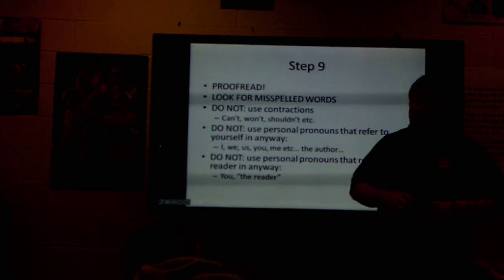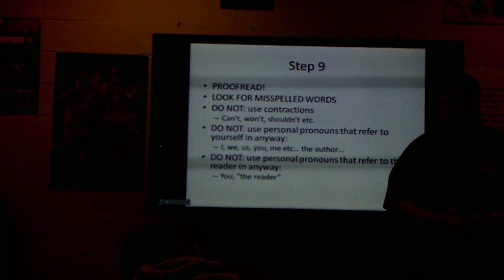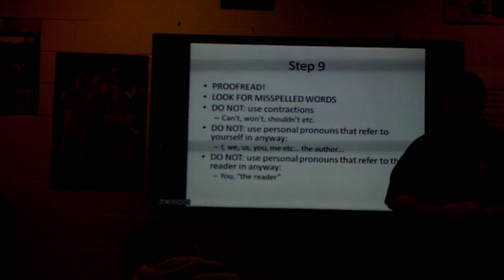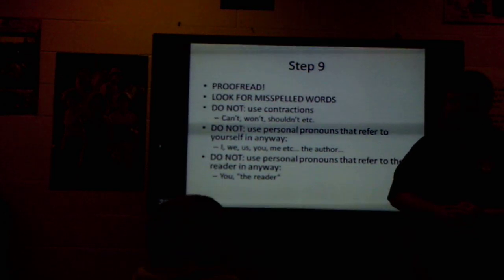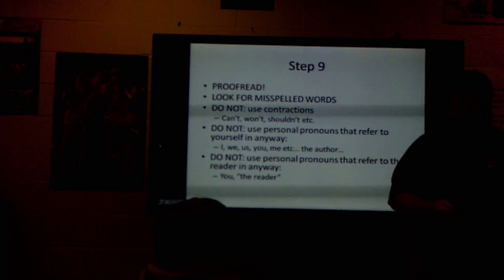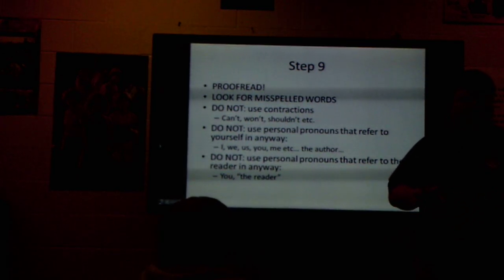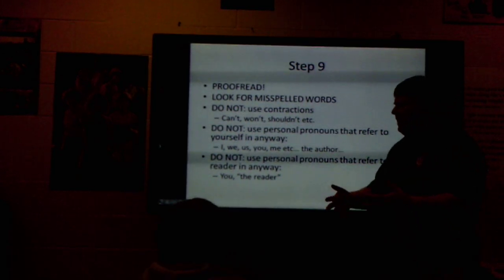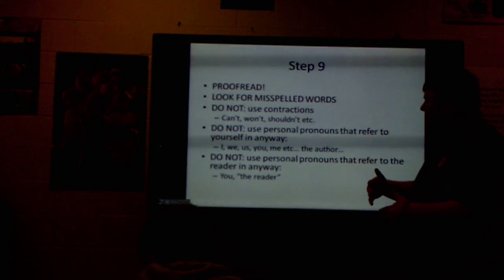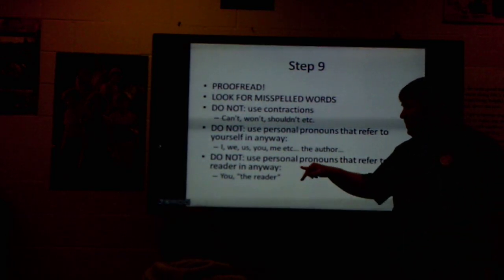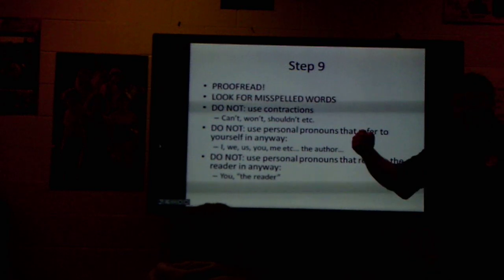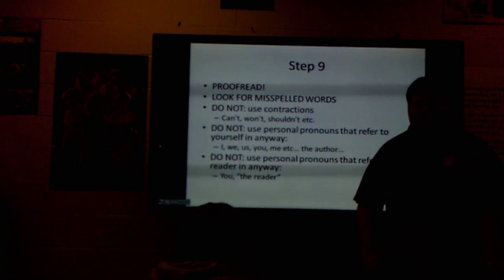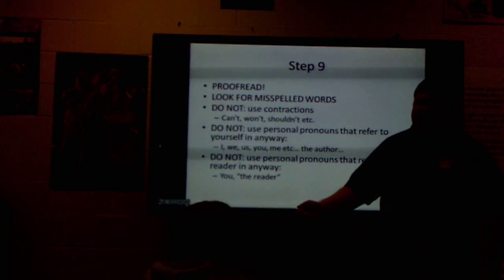Don't say you. The person doesn't need to know who they are. They know who they are. They're reading the paper. So you don't need to say those things. Don't say we. Don't say I, us, you, me. Don't say the author. The author believes? No. We know you believe it if you wrote it. Don't tell us you believe it.